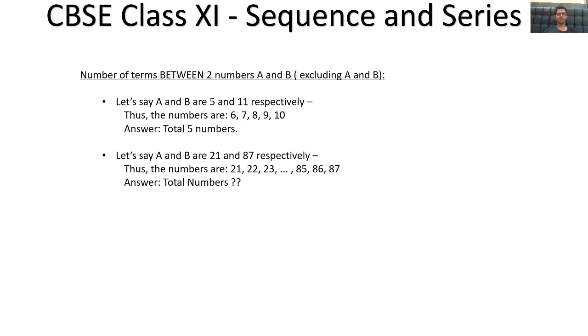Well, let's calculate the number of terms between two numbers. Now we need to exclude a and b. For example, let's say a and b are 5 and 11. Now, if we exclude 5 and 11, we have 6, 7, 8, 9 and 10. That is, we have a total of 5 numbers.